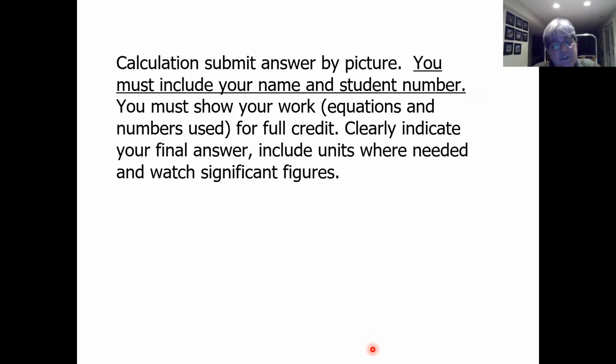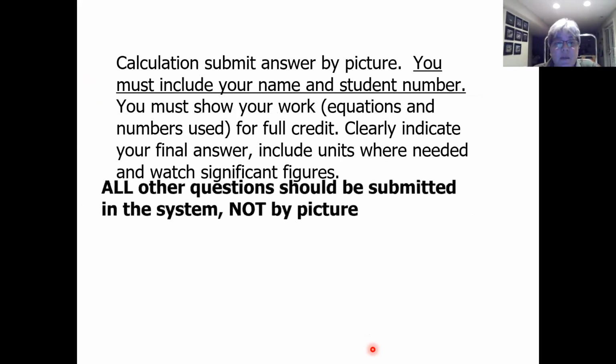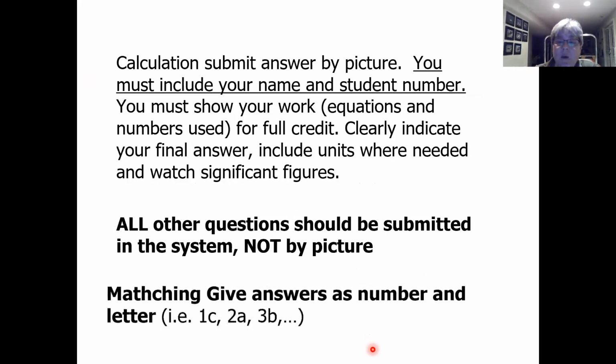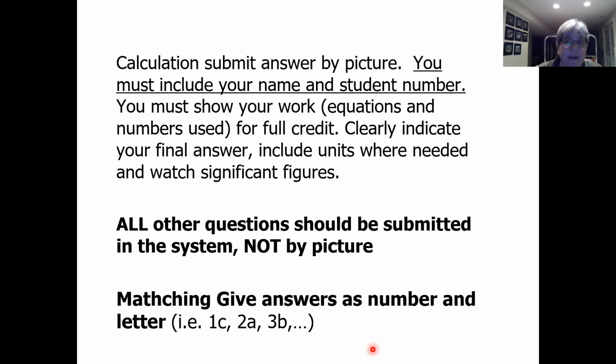Again, the instructions for calculations are the same. You're going to submit those by pictures. You have to have your student number. You have to show me your equations, your work. Make sure you have units if you need them. Watch your significant figures. Every other kind of question should be answered in the system, not by picture. So the short answer, the matching, answer them in the system according to the proper format. Again, matching should be in this format: number and letter, number and letter.